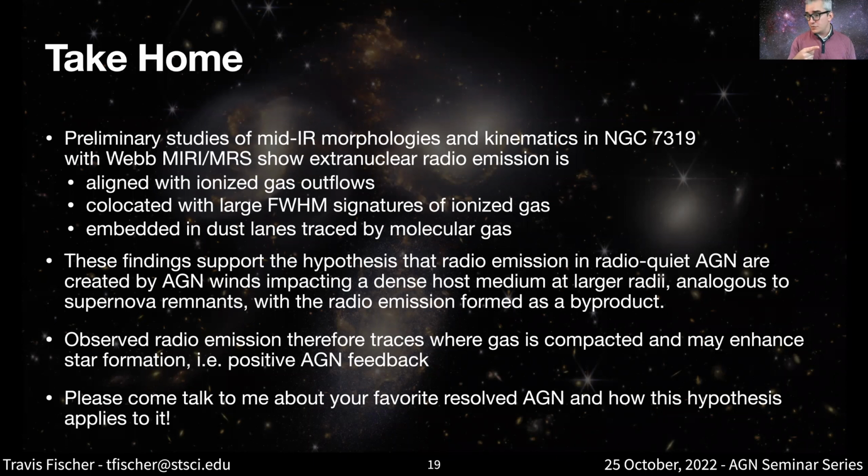That radio jet, if it was a radio jet, had any choice to go in any direction, and it chose to run into the one lane that was right next to it. So it's quite extraordinary that the radio jet decided to pick that very narrow lane in the very large space that it had to deposit that radio knot, if that was a jet. So the observed radio emission, I think, traces where gas is compacted, and that could enhance star formation and produce positive AGN feedback.